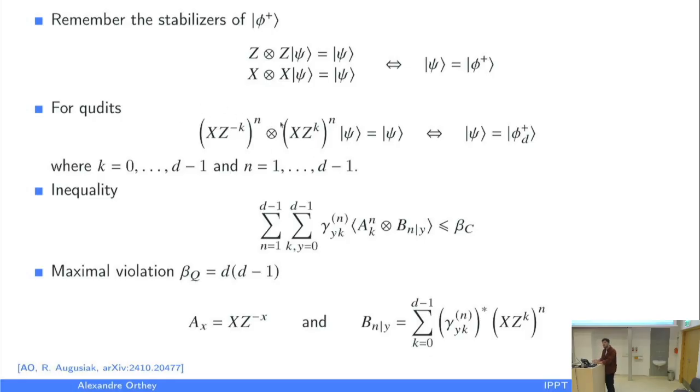But you can use them to derive steering inequalities. And then we can calculate the quantum bound and classical bound in the same way, using sum of squares decomposition. And then if you see the maximal violation of the inequality, you know that the measurements that Alice is going to perform are going to be this, and Bob is going to perform this kind of measurements.